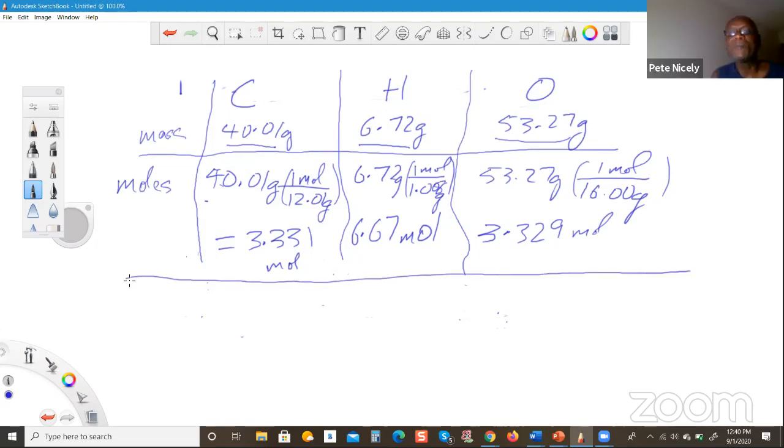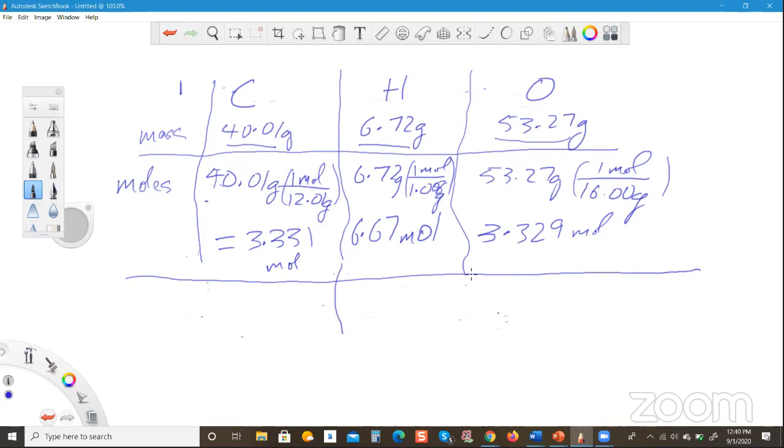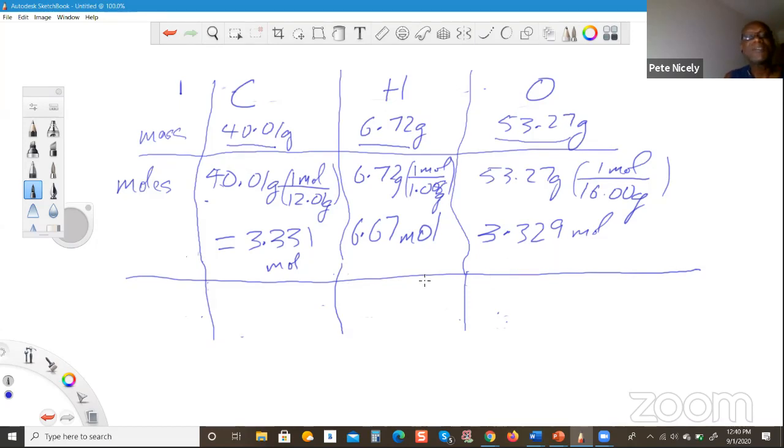So now that we have the moles of the different elements present, the next step is to find the simplest ratio, because that's what the empirical formula is all about. And to get the simplest ratio, what we have to do is look at the values that we get at this stage and divide them right through by the lowest one, which by my examination would be the 3.329. So that means you have to divide each of these numbers by 3.329 moles.